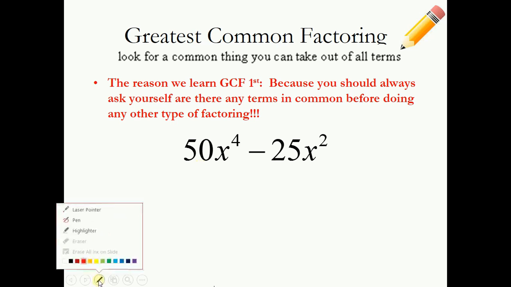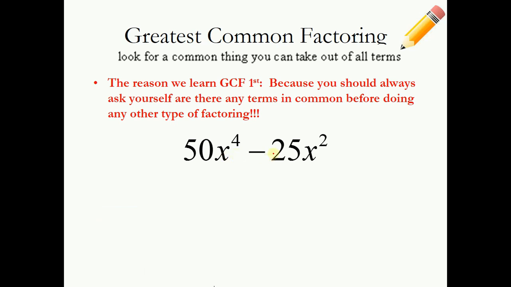So I have 50x to the fourth minus 25x squared. Notice this is a fourth degree polynomial because it has a 4 up here. Well, what's common between these guys? Well, they both share 25, right? And then they both share an x squared as well. So let's factor out a 25x squared. If I factor that out, I will get, well, this would be a 2x squared, right? And then minus 1.